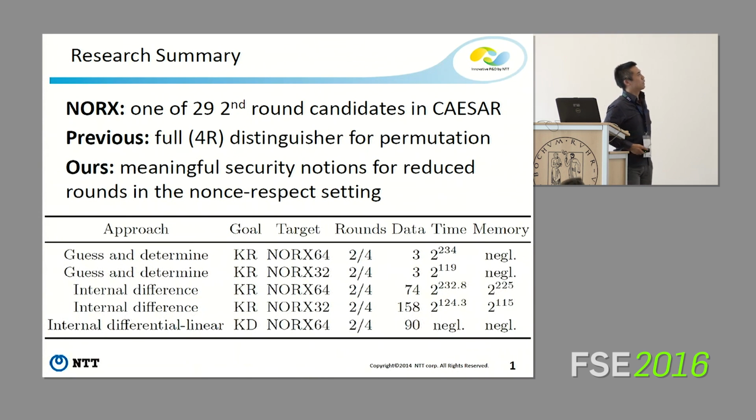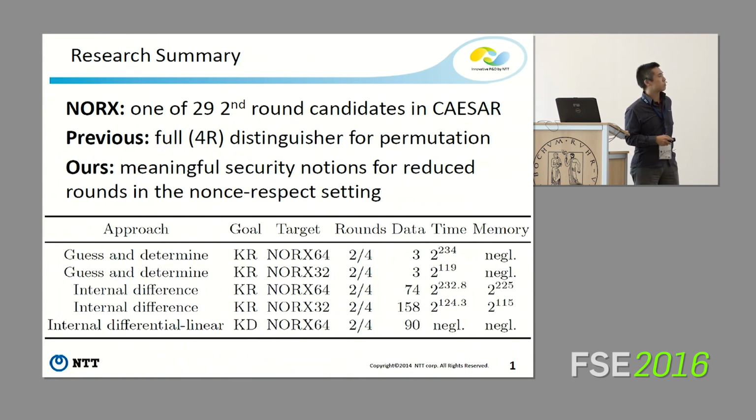Okay, so what we did. NORX is one of 29 second-round candidates in CAESAR. And the previous results are not so many. There's one known distinguisher for the permutation, but this is just for the permutation without any key. So in this research, we studied meaningful security notions for reduced rounds in the nonce-respecting setting.